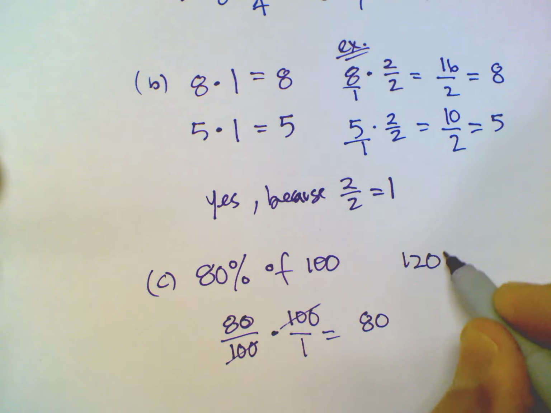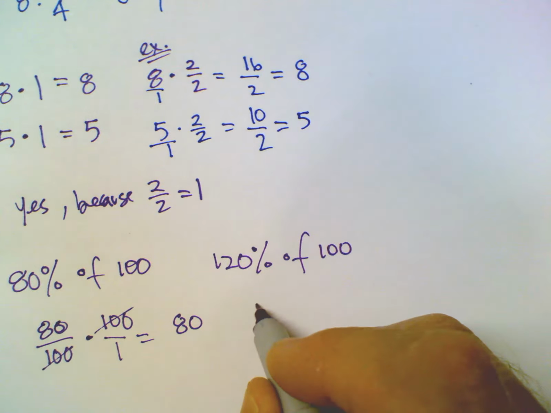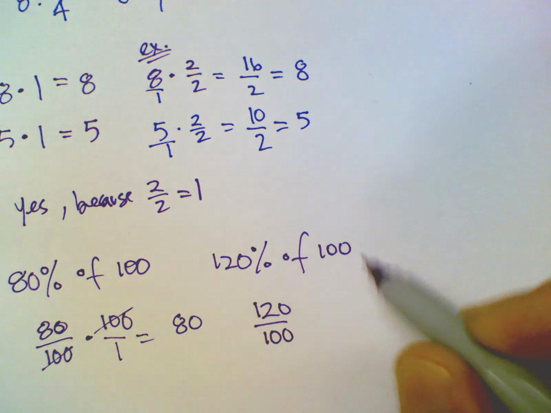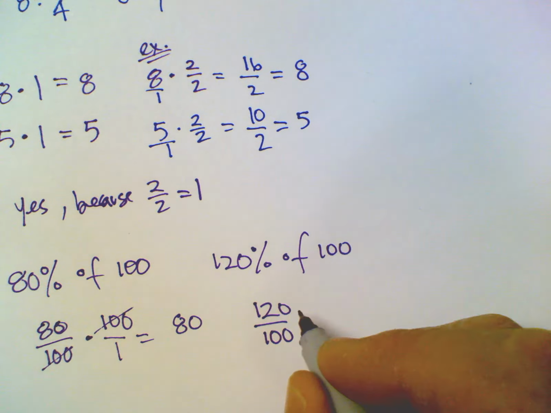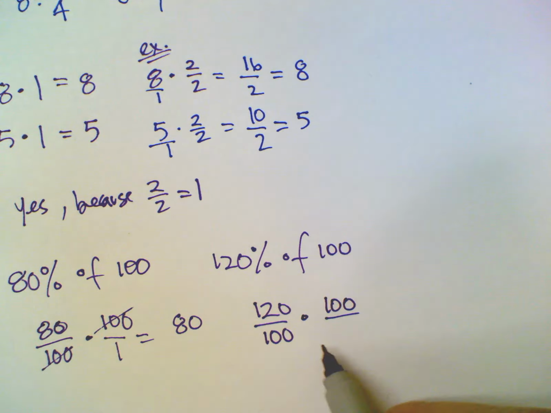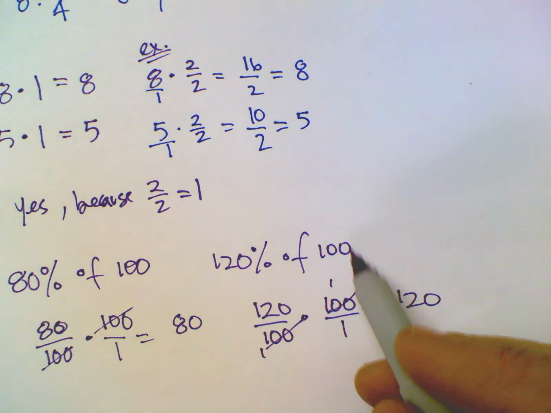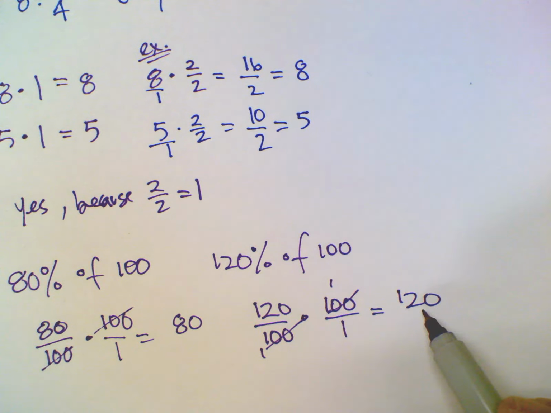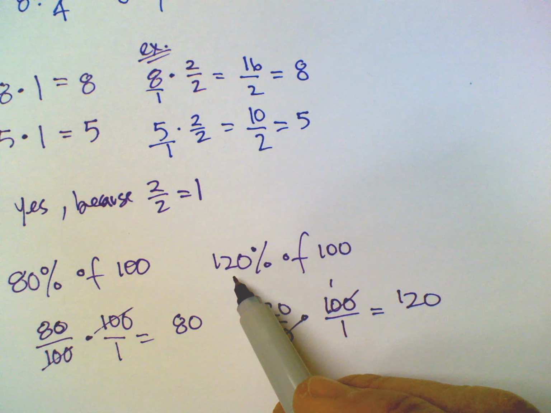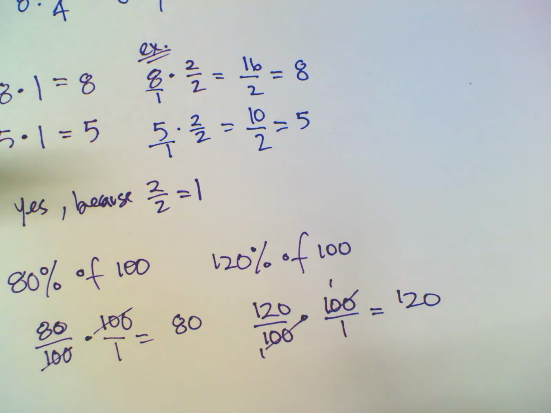So 120% of 100, what's going to happen? Here we go, 120, any percent written as a fraction is over 100, of, so multiply by 100. Okay, and again, cross simplify, those hundreds go away. We just multiply straight across and we get 120. So notice 120% of 100 is 120. It gets bigger. So if you're going to multiply by a percentage that's larger than 100, the number grows. Okay, so there we go.